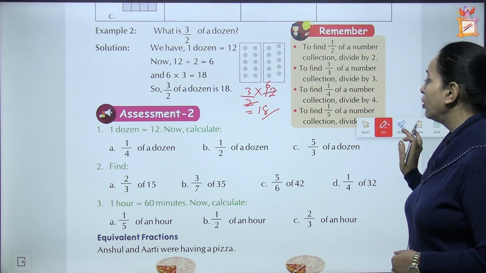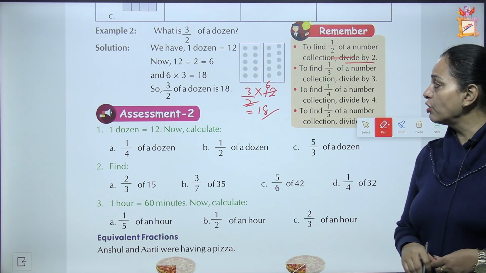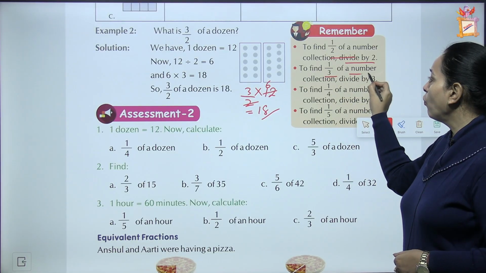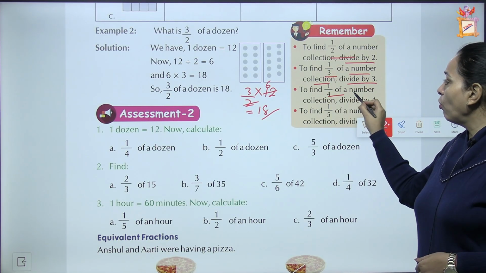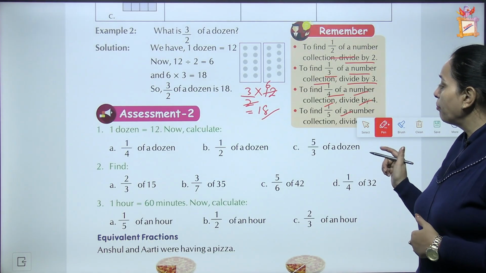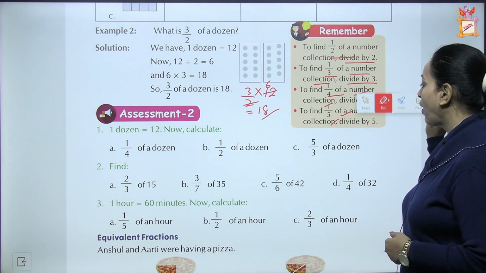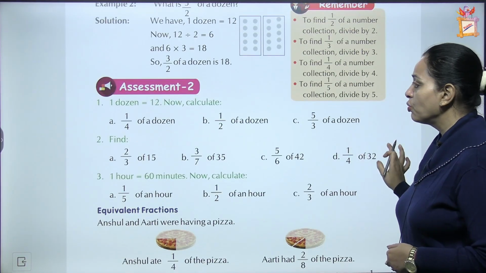Now remember, to find half of a number collection, divide by 2. To find 1 by 3 of a number collection, divide by 3. To find 1 by 4 of a number collection, divide by 4. And to find 1 by 5 of a number collection, divide by 5. Right? Now come to assessment 2.